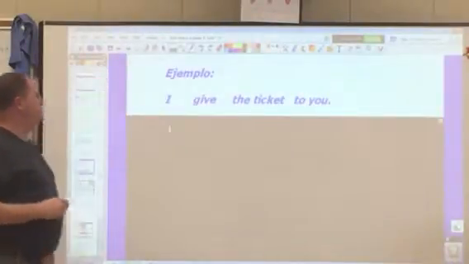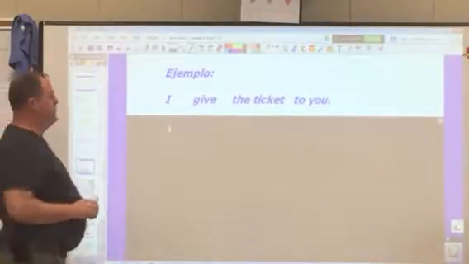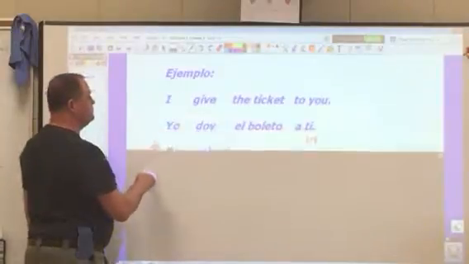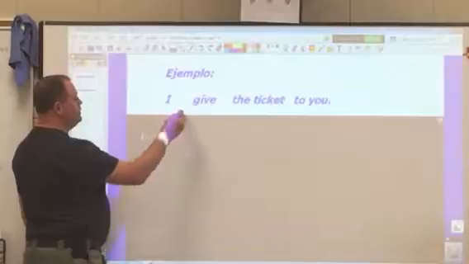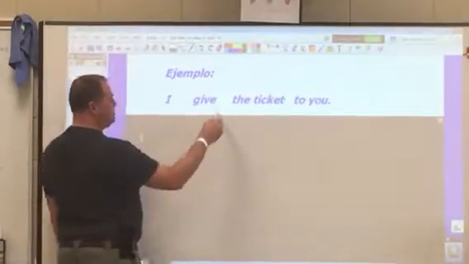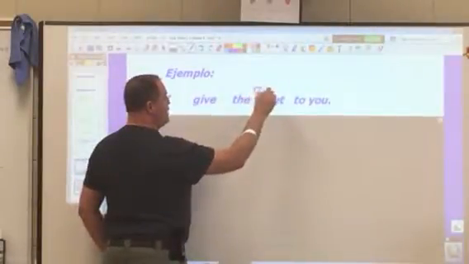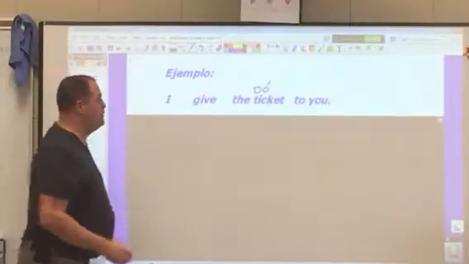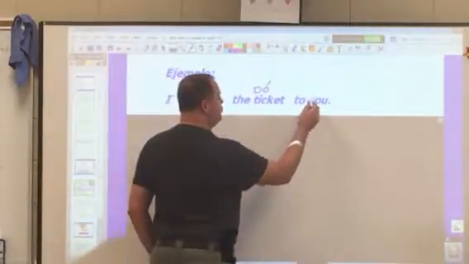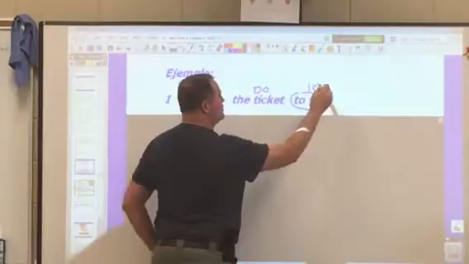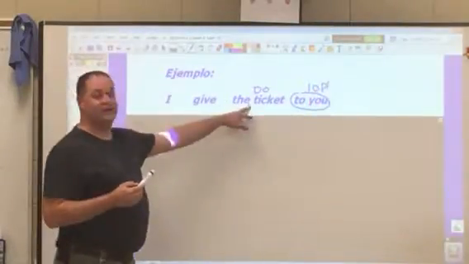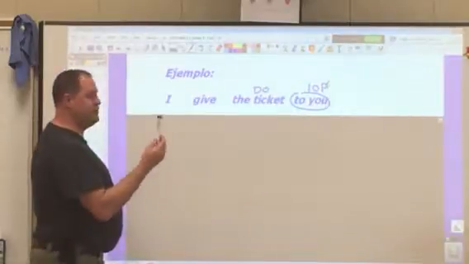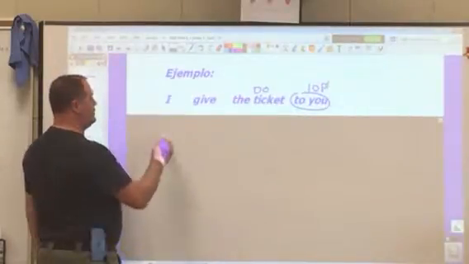All right, so let's look at this example right here. "I give the ticket to you," okay? So again, that's the subject pronoun, yo, right? Give, that's the verb. The ticket, that's our direct object, that's what's being given. And the "to you," that is our indirect object pronoun, because you are receiving the ticket. So you are indirectly receiving, all right?